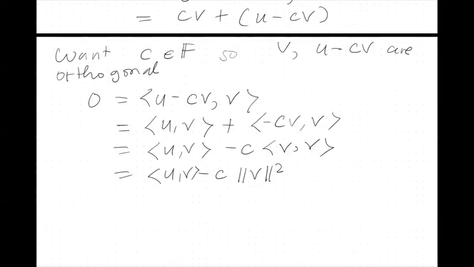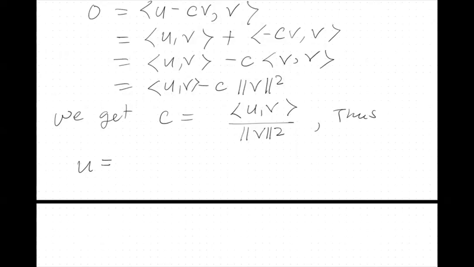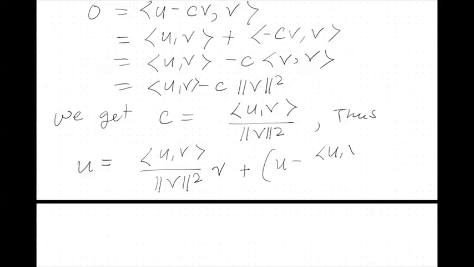So how do we find C? C here is just the inner product of U and V over the norm of our vector V squared. Thus, we can write U as follows: the inner product of U and V over the norm of V squared times V, plus U minus the inner product of U and V over the norm of V squared times V.